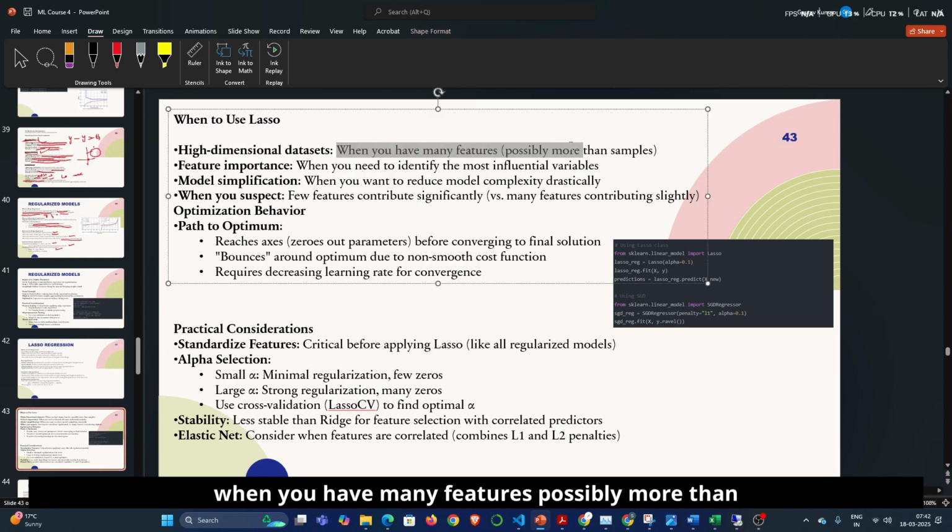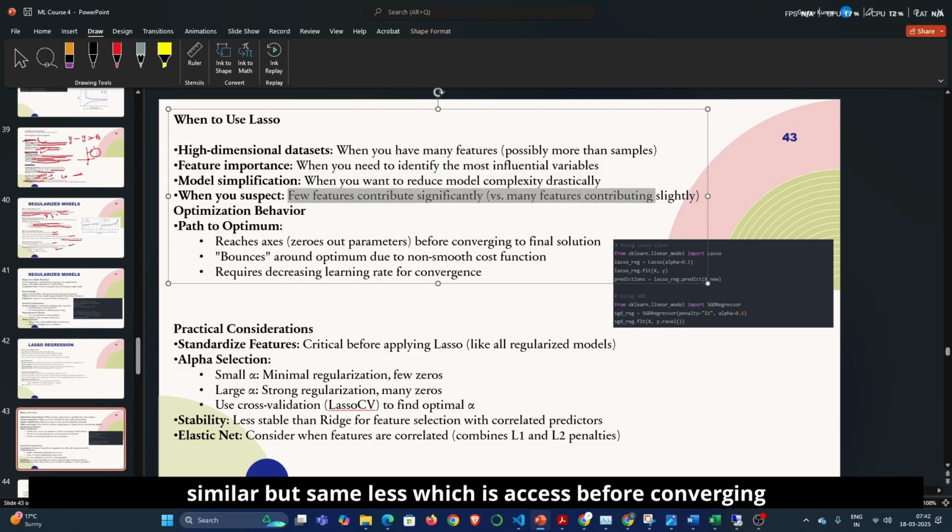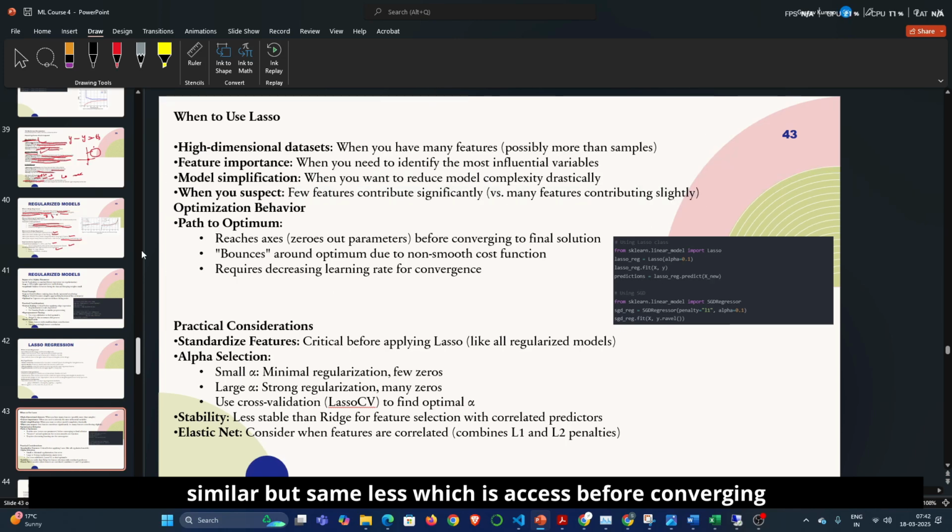Use it when you have many features, possibly more than samples, when you need to identify the most influential variables, and when you want to reduce model complexity drastically, where few features contribute significantly. It reaches the axis before converging to the final solution, bounces around the optimum due to the non-smooth constraint, and requires a decreasing learning rate for convergence. Scaling is critical before applying Lasso, like all regularized models. Minimal regularization gives few zeros, strong regularization gives many zeros. Find the optimal alpha. It is less stable than Ridge for feature selection with correlated predictors.